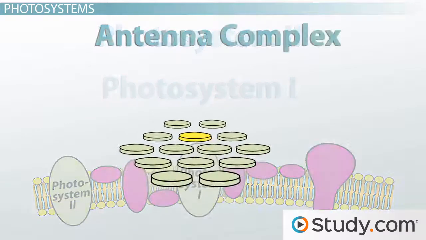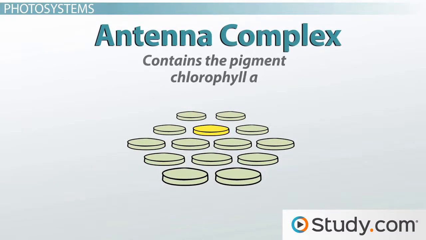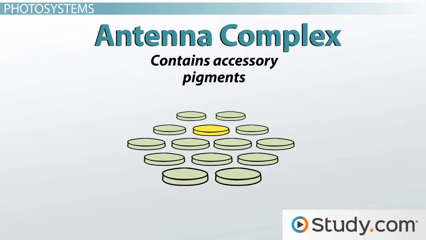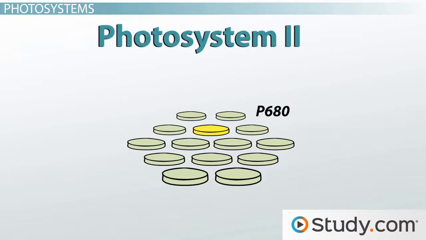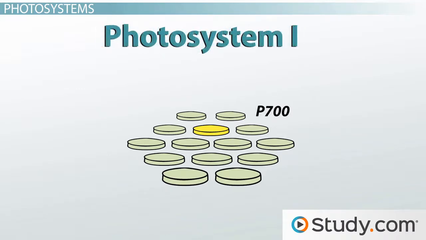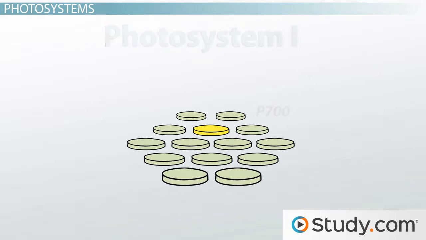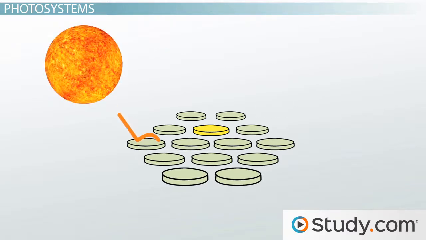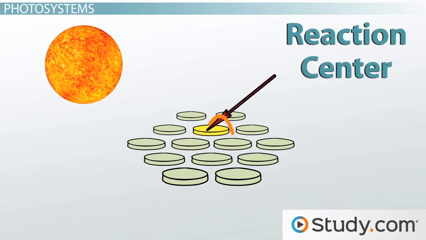Photosystems contain an antenna complex. The antenna complex contains the pigment chlorophyll a, and it's what makes them green. Photosystems also have accessory pigments of other colors. Pigments, you'll remember, absorb specific wavelengths of light. In photosystem 2, chlorophyll molecules are called P680 because they optimally absorb light at this wavelength, while in photosystem 1, they are P700. In these photosystems, pigments pass the energy absorbed from light to the reaction center.